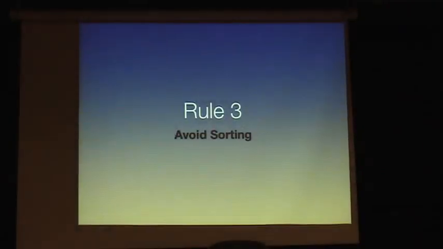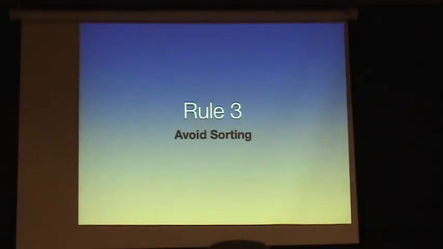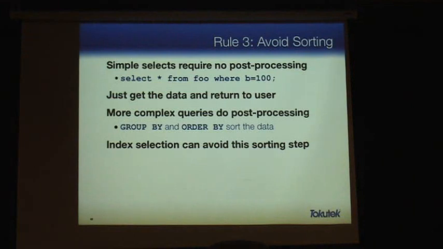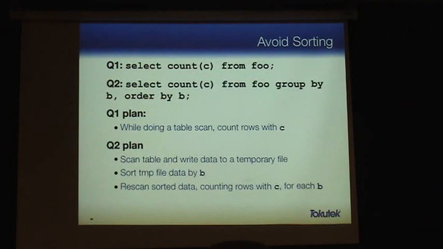Now on to rule 3, avoiding sorting. Simple selects basically require no post-processing. If I have a select from foo where B is equal to 100, I just get the data and return it to the user. But more complex queries do post-processing. If you have a group by or an order by, it requires sorting the data. Index selection can help avoid this sorting step.